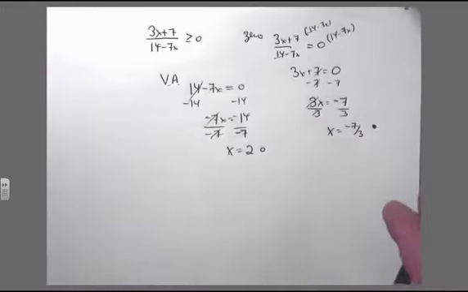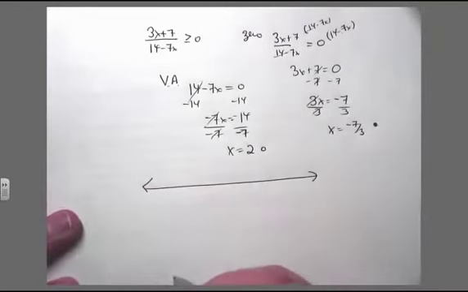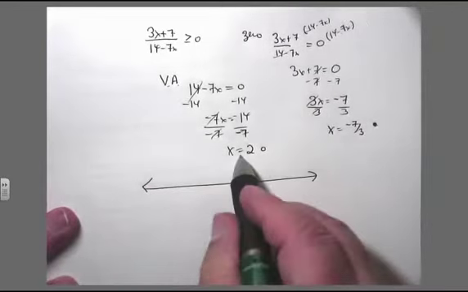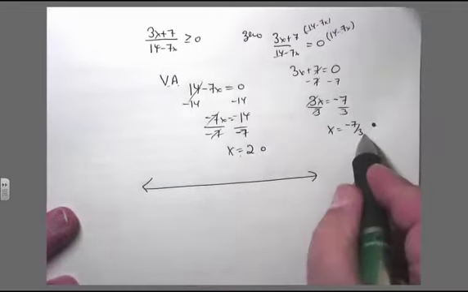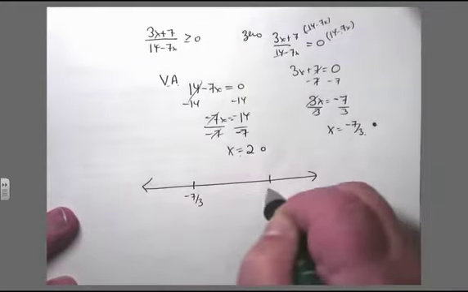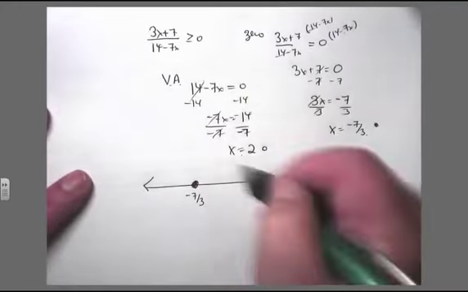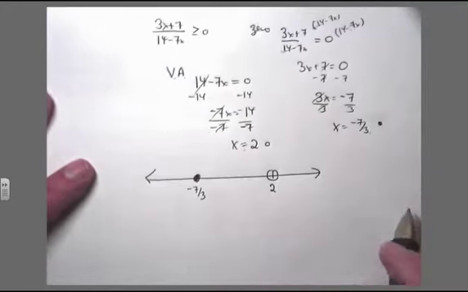Now, when it comes to these inequality types, you have to do the number line test. Test values. Put your vertical asymptote on there and your 0, but make sure you put them in order. Negative 7/3 is smaller than 2. The negative 7/3 is an equal to, filled in dot. 2 is a vertical asymptote, always open circles.